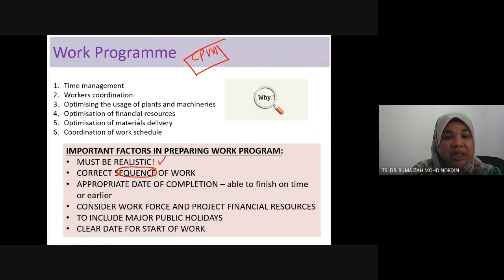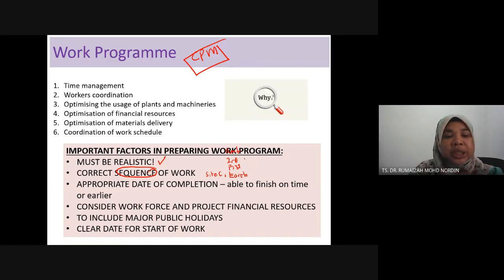Ya, so bila kita cakap pasal correct sequence of work, your work program kenalah start dengan site clearance, and then kita kena start dari bawah, kita buat earthwork, kita buat first floor, kita buat second floor, kita buat roof. Alright, jadi dia punya sequence tu kena betul. And then earthwork ni berapa lama? First floor ni berapa lama? First floor dia adalah macam-macam activity lagi.